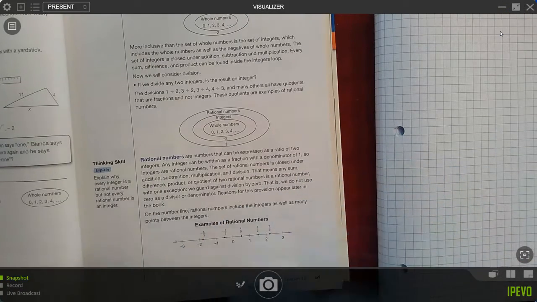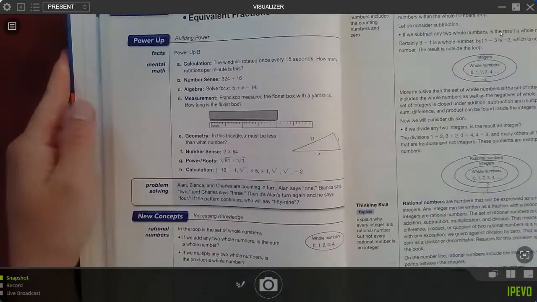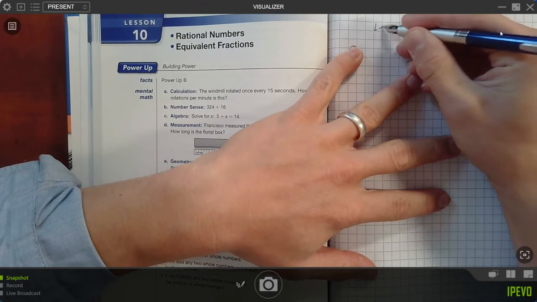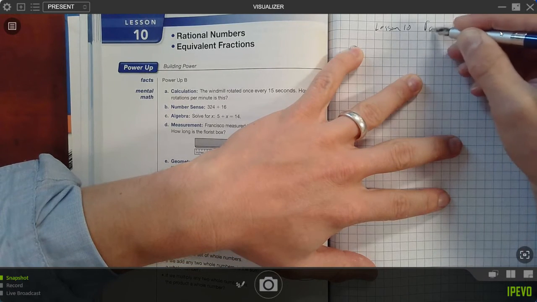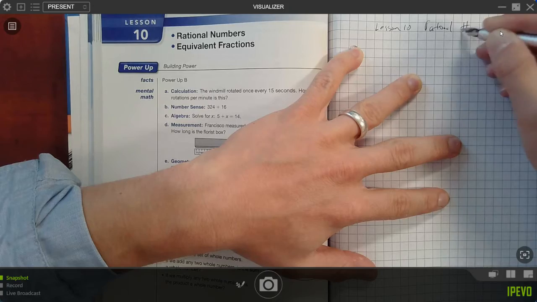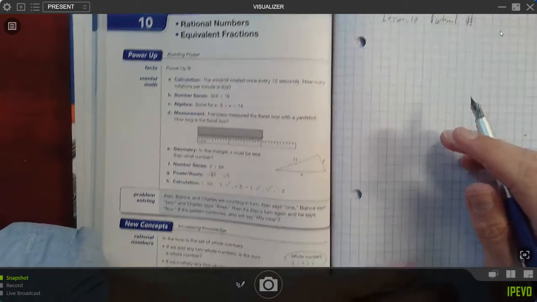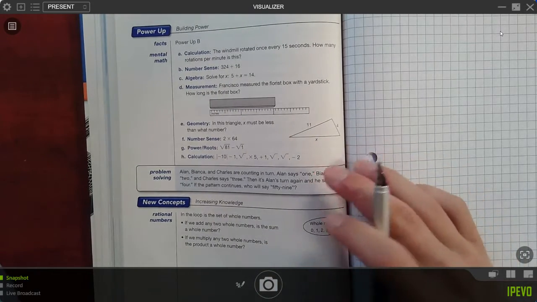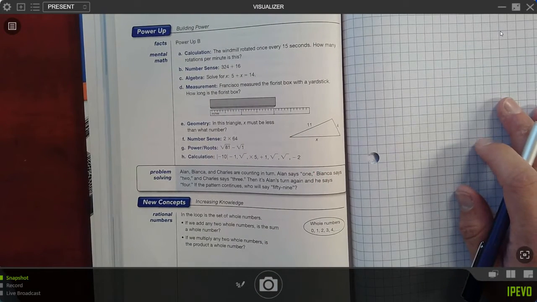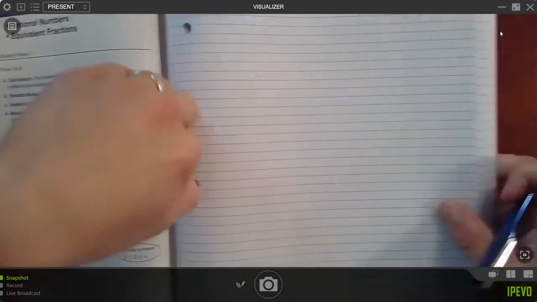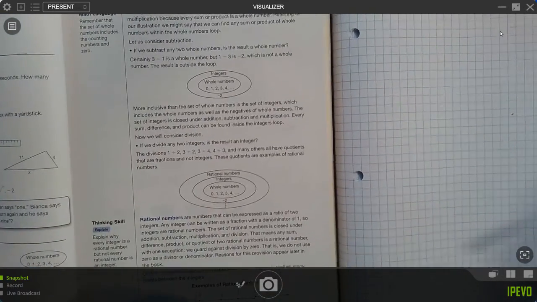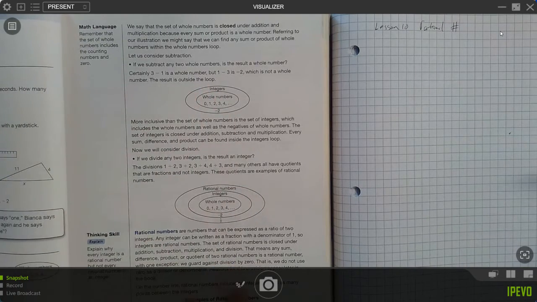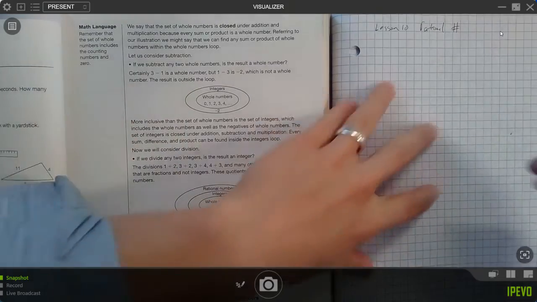So, going on for lesson 10, rational numbers and equivalent fractions. All right, so I want you guys to do your mental math. I want you to do your problem solving. I'll tell you ahead of time that while the rational numbers is sort of easy, this is a little complicated stuff here, okay? So, they're trying to explain it this way. You can read through here. I encourage you to do that. Maybe that'll help. I'm going to explain it a different way.